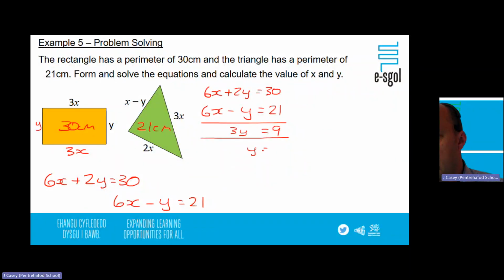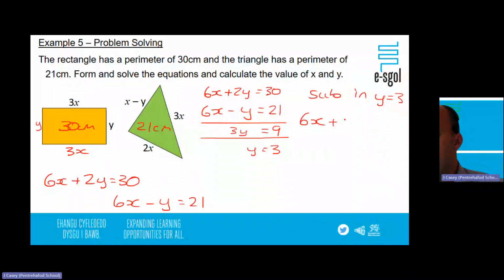That gives me an answer of y: 3 times something is 9, so that's got to be 3. So I'm going to substitute in y equals 3, again, into any equation. I've made two equations here. I'll probably choose the top one because it hasn't got any negatives. You're more likely to make a mistake with negatives.